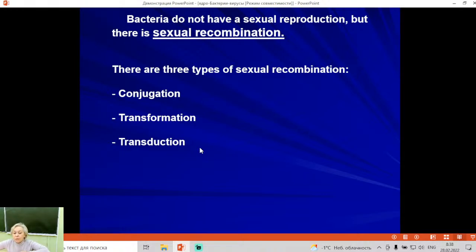Sexual reproduction. Bacteria do not have sexual reproduction, but there is sexual recombination. There are three types of sexual recombination of bacteria: conjugation, transformation, and transduction.